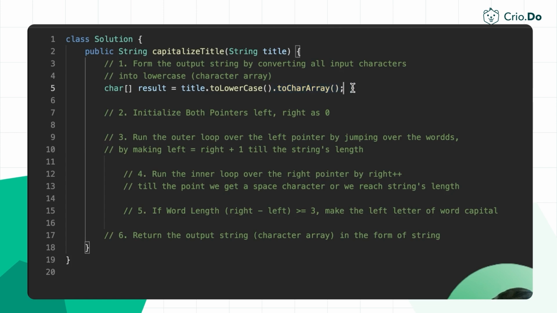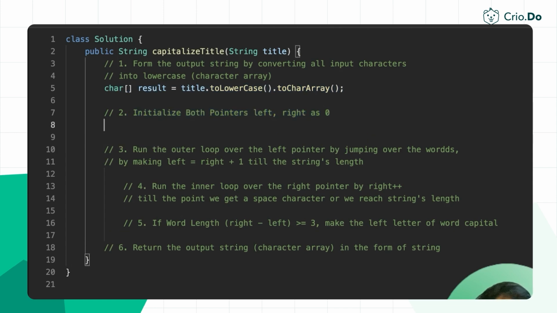The reason being, in Java, strings are immutable. That is, you cannot update or change the strings. So we have to update the character array, and finally we can return it by converting it back into a string. So this is the resultant, initially having all the letters in lowercase. Now initialize both the pointers, the left pointer as well as the right pointer, initially set to 0. So int left is equal to 0 and right is equal to 0.